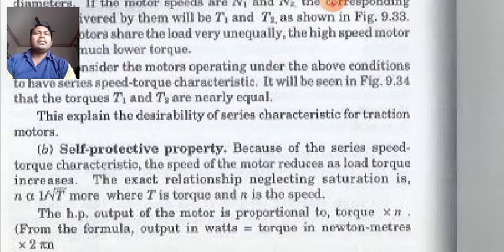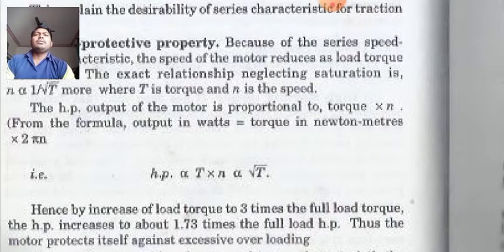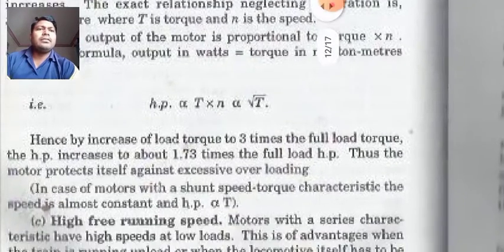The horsepower output of the motor is proportional to torque into N, where N is the speed. From the formula, output in watts is equal to torque in Newton meters into 2 pi N. That is, horsepower is proportional to torque into speed, or T into N, which is also proportional to root over of torque. Hence, by increasing the load torque to 3 times the full load torque, the horsepower increases about 1.73 times that of the full load horsepower. Thus, the motor protects itself against excessive overloading.